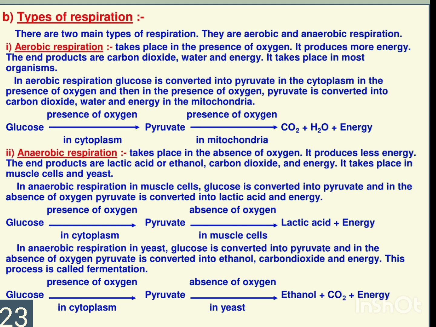Again, in anaerobic respiration in yeast, glucose is converted into pyruvate, and in the absence of oxygen, pyruvate is converted to ethanol, carbon dioxide and energy. The process is called fermentation. So there is a flow chart here. Glucose is converted into pyruvate in the cytoplasm, and again that pyruvate is converted into ethanol, carbon dioxide and energy in the absence of oxygen, in the yeast. The first step is the same: glucose is converted into pyruvate in the cytoplasm.